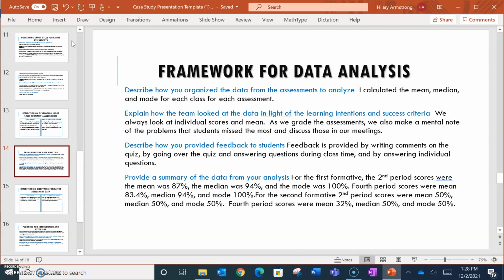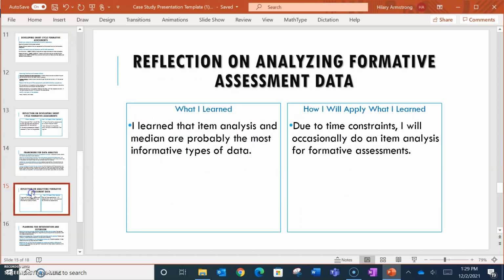My data summary is listed here. So the first formative assessment, second period, the mean was 87, median was 94, and mode was 100. Fourth period scores, the mean was 83.4, median was 94, and mode was 100. Now, the second formative assessment was only 2 questions, so these numbers look very different. The mean was 50%, the median was 50%, and the mode was 50% for second block. And then fourth block had a mean of 32, a median of 50, and a mode of 50.